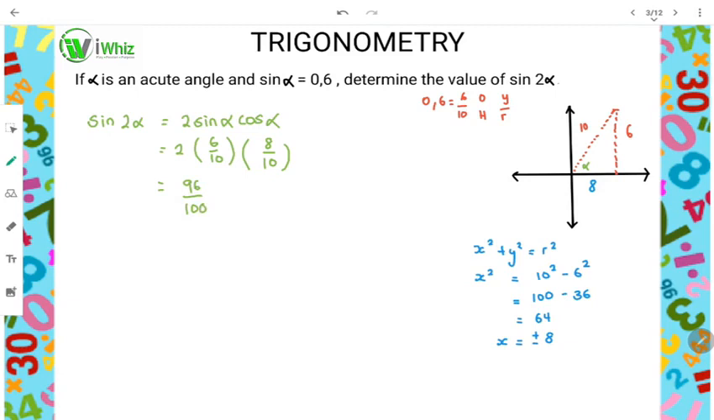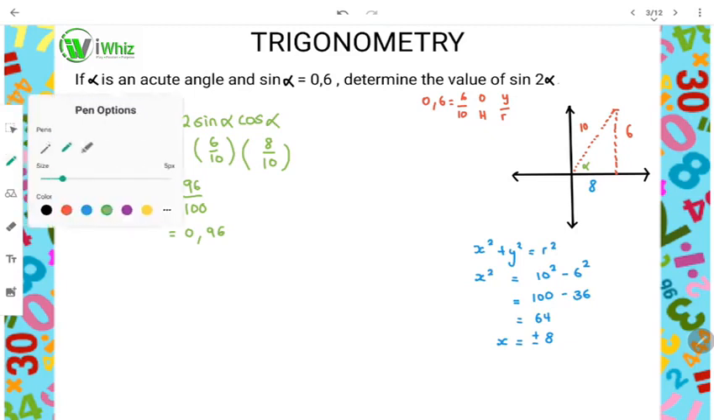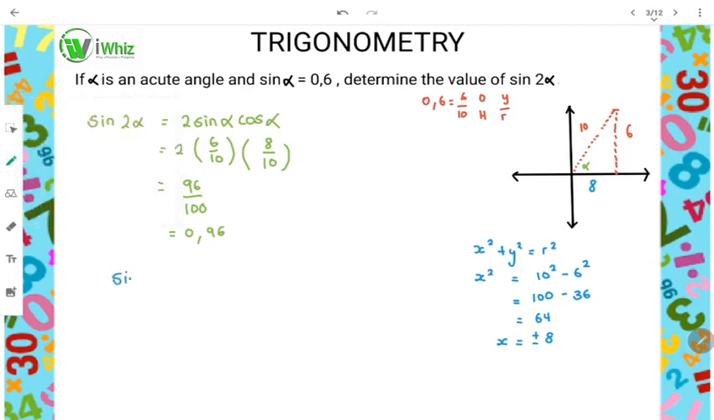Can I see that that answer can be simplified? When I simplify that answer, I want to say that this is equal to 0,96. Why am I saying 0,96? I want that in a decimal form so that I can check my answer later on. So what will I be left with? I will say sine 2 alpha is equal to 0,96.